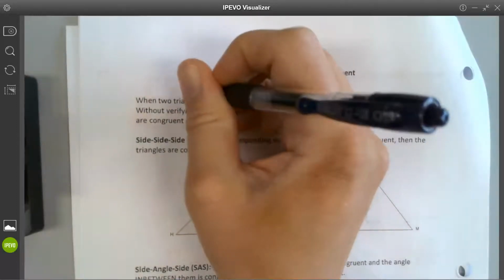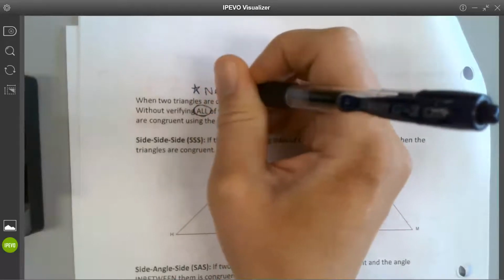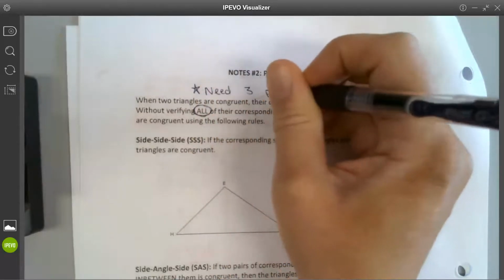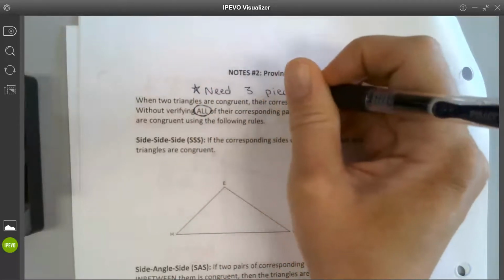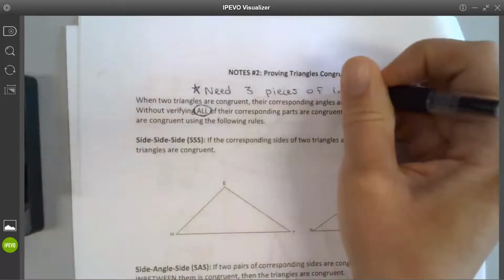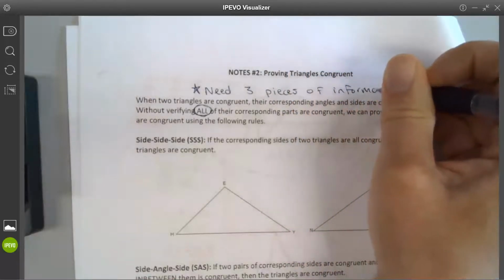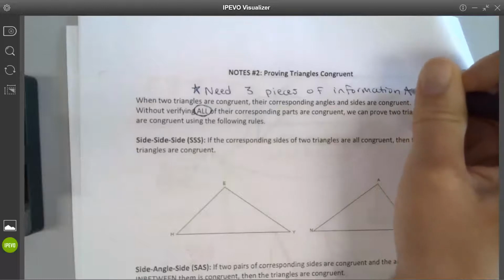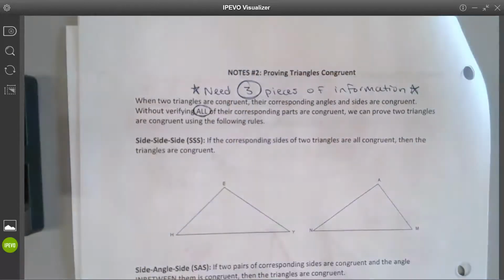And the rule here is we always need 3 pieces of information. Okay, that's the key. Always need 3. And it's not just any three. There are some three pieces of information that won't help us, but there are specific ones that will.